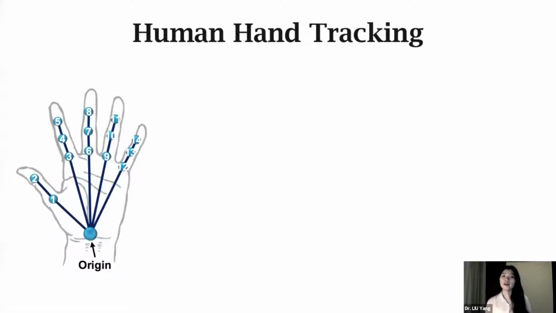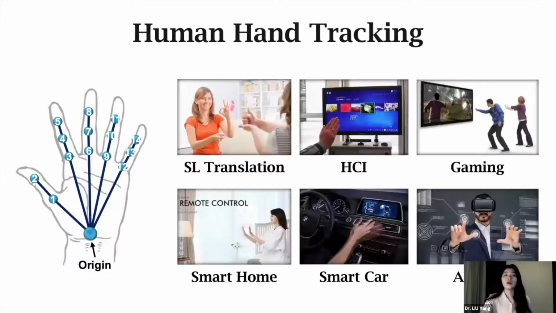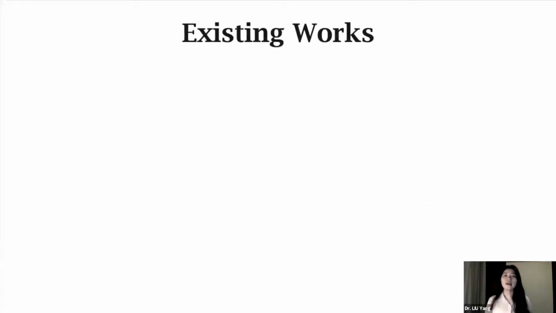Human hand tracking is estimating positions of different skeletal joints on the human hand in 3D space over time. With such capability, many useful applications can benefit. There are several existing works.